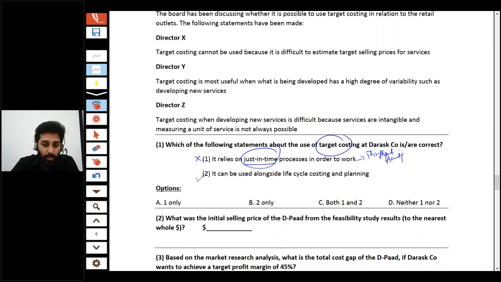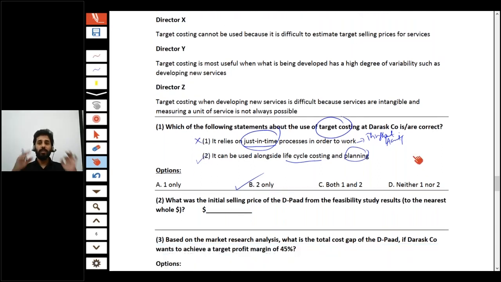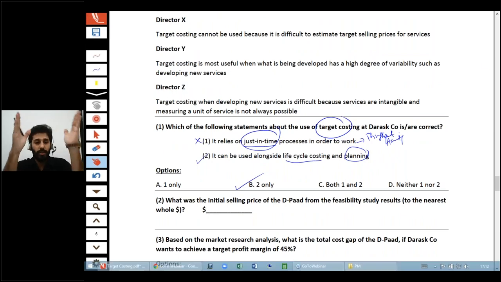Number two, it can be used alongside life cycle costing and planning. The answer is yes. Now, what is this thing? What is life cycle? You are aware of the life cycle principles, right? Life cycle is actually the estimated life of the product. If I am estimating 3 or 4 years life of my product, then the concept of target costing can be easily applied.